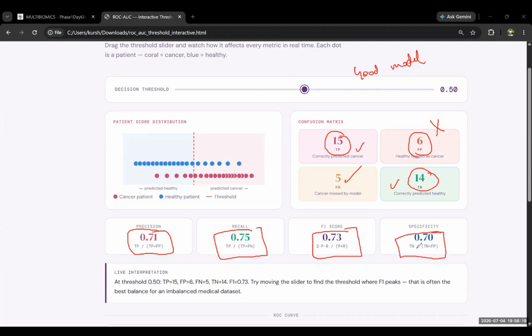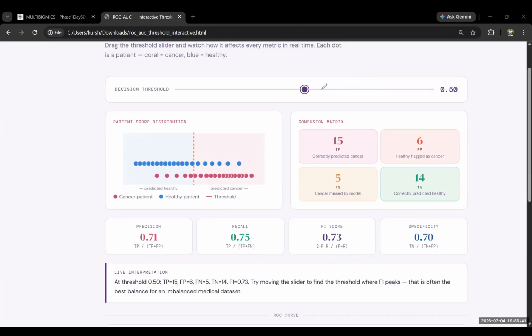specificity I haven't told you. At the end we will see the formula: true negative upon true negative plus false positive. So it is playing with the negatives only right now. Till precision and recall, we were playing with positives, and specificity is playing with the negative things, right? Now you just see how these numbers are changing.